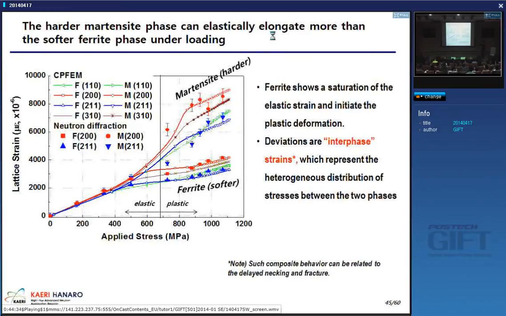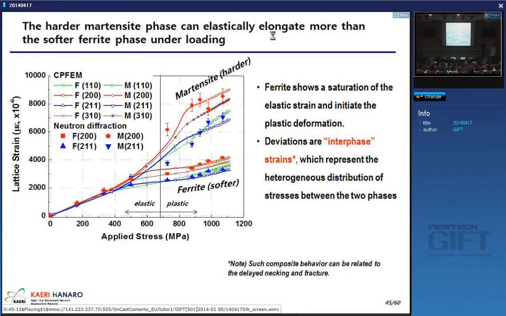What does this mean? Martensite is like a fiber, so it elongates elastically. On the other hand, ferrite is like a matrix. Ferrite elongates, and somewhere here the lattice plane does not increase anymore. That means it slips, okay? So people can say ferrite is softer. Softer means it is plastically deformed first compared to the martensite. Martensite is harder and then elongates.